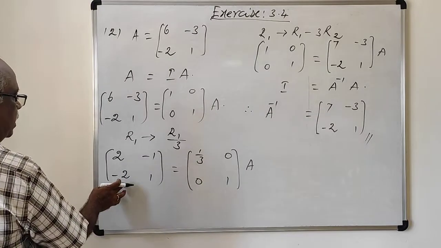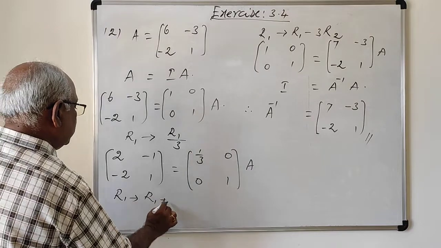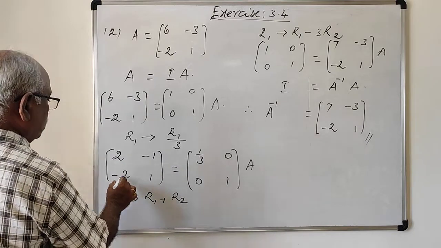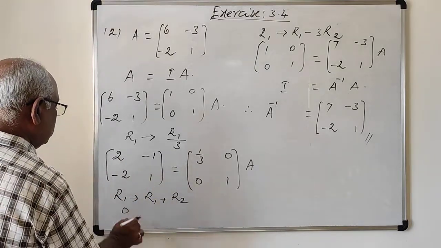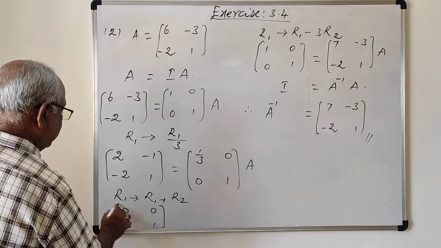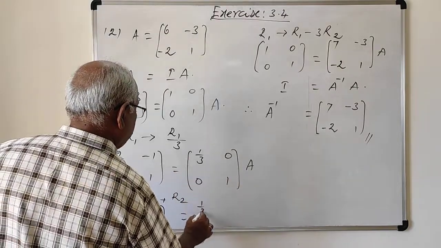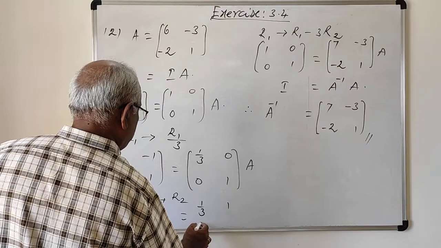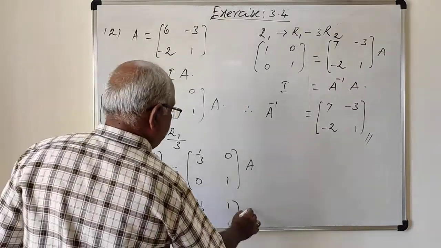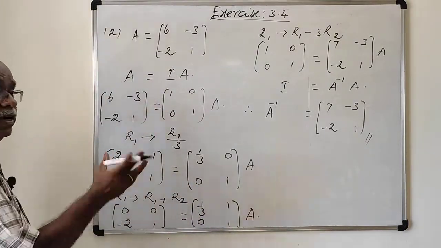The second step is R1 plus R2. What is R1? 2, minus 1, plus R2: 2 minus 2 is 0, minus 1 plus 1 is 0. Minus 2, 1. This is our new matrix. And this is again equal to R1 plus R2: 1 by 3 plus 0 is 1 by 3, 0 plus 1 is 1. 0, 1, into A. Since all the elements in the first row are 0, the inverse does not exist for this problem.